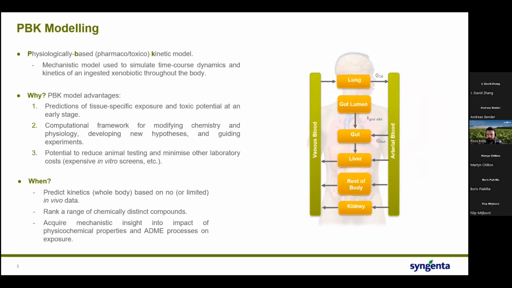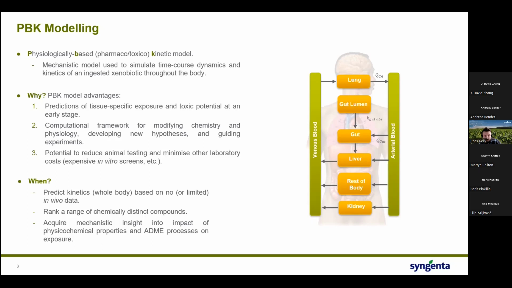So PBK modeling comes into its own with respect to physiological detail. So we can capture absorption, distribution, metabolism, and elimination processes. So they're just a little more involved than compartmental PK models. And aside from general modeling advantages of developing and testing new hypotheses, etc., there are some specific advantages to taking a PBK approach.